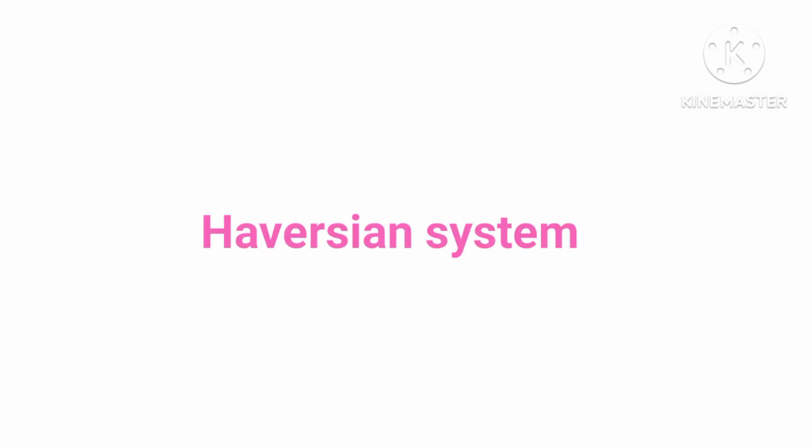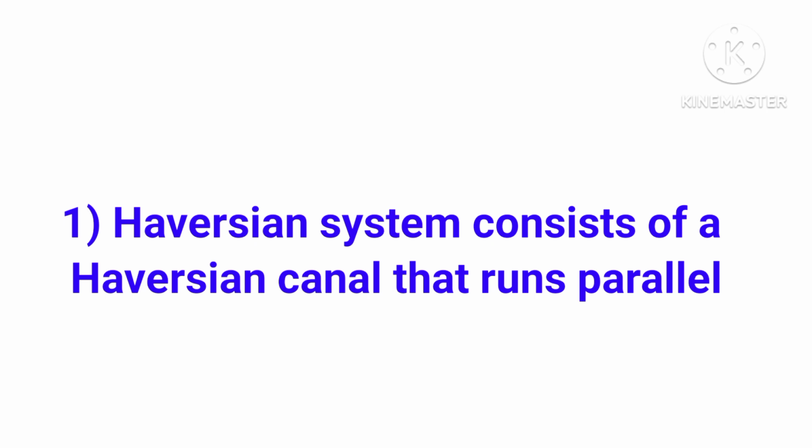Haversian system. Haversian system means the canals and the surrounding lamellae are called Haversian system. Osteon's units of bone consists of a Haversian canal that runs parallel to the marrow cavity, means they are the elongated canals that run parallel to the marrow cavity of compact bones.